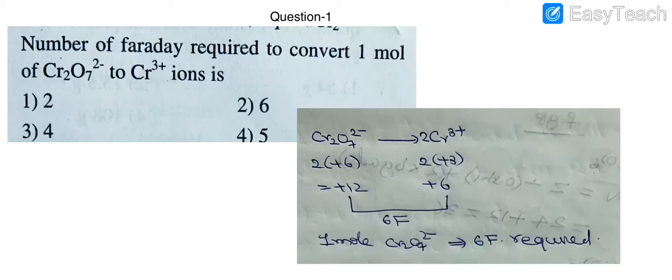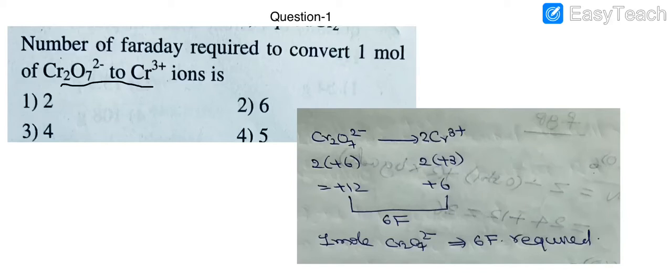Number of Faraday required to convert 1 mole of Cr2O7 2- to Cr3+ ions is. So this question is given. This type of question is commonly asked: how many Faradays are required for 1 mole or 0.5 mole, or some mass they will give. According to that we have to solve.